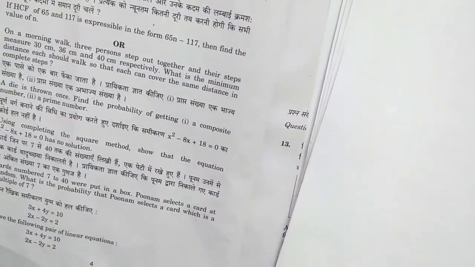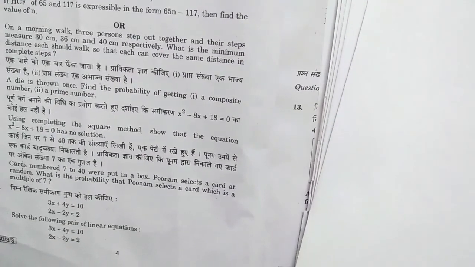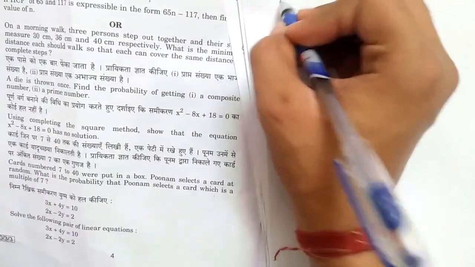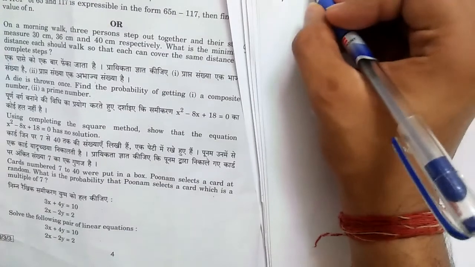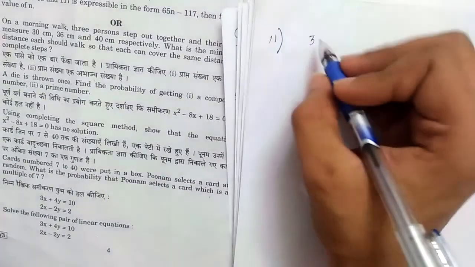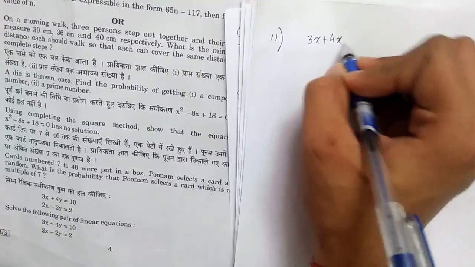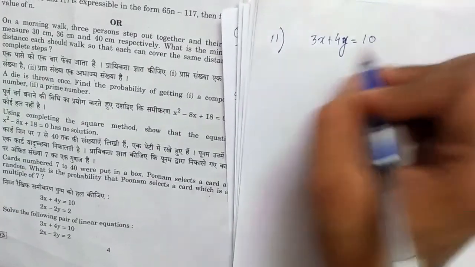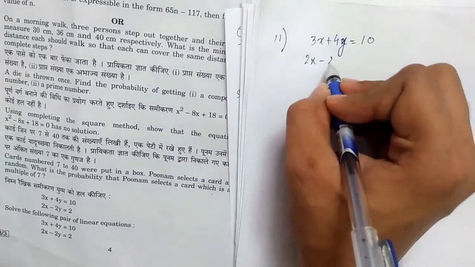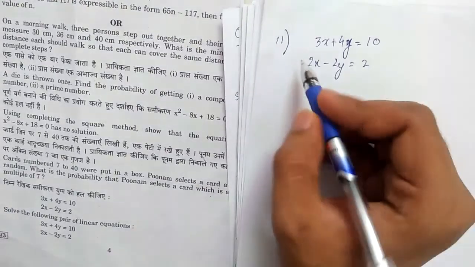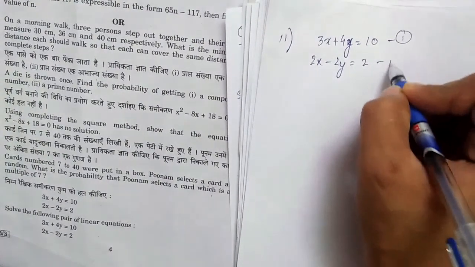Let's move on to the next question, that is the 11th number. The question is, solve the following pair of linear equations. You are given two equations and we need to solve for the value of x and y. So the equations are 3x plus 4y is equal to 10, and 2x minus 2y is equal to 2. It's a very simple question. Let's say this is equation 1 and equation 2.